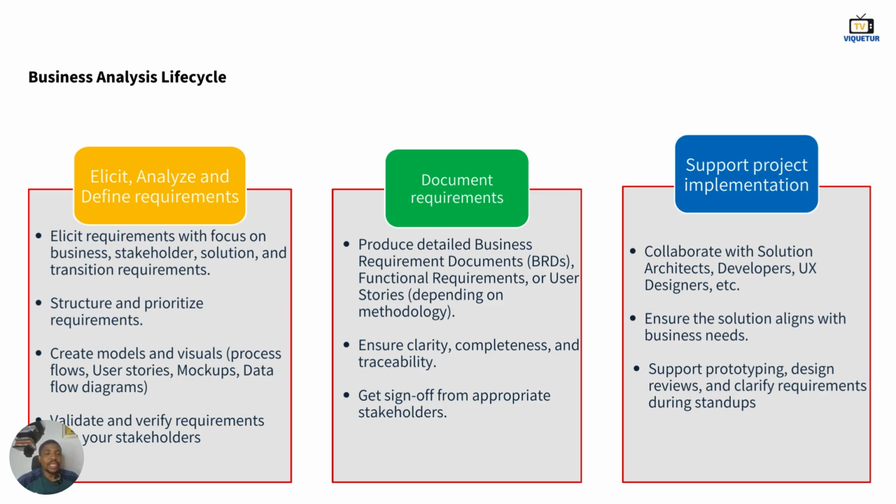Then you also create models and visuals. So this is where you're now creating your process flows. So after you've gathered your requirements, you've structured and prioritized them, the next thing you want to do is start creating process flows from what you understand. Start creating visuals. This is where you create your process flows. You do your mock-ups, your wireframes and prototypes. You write your user stories, and then you validate and verify these requirements with your stakeholders.